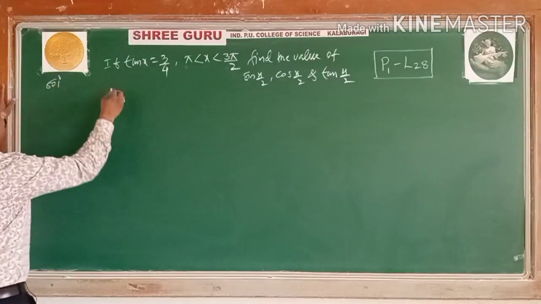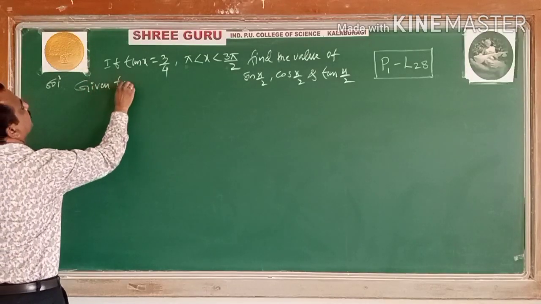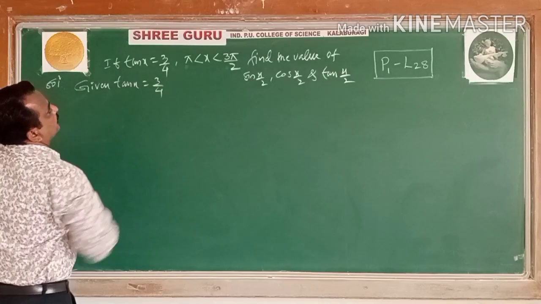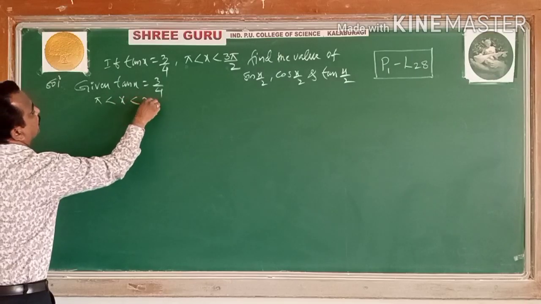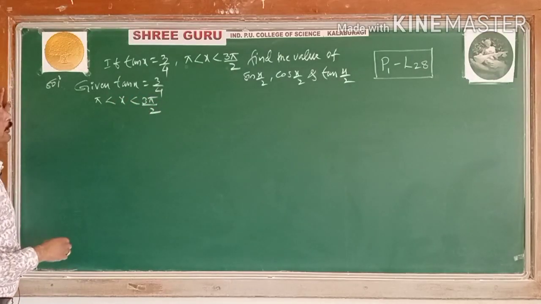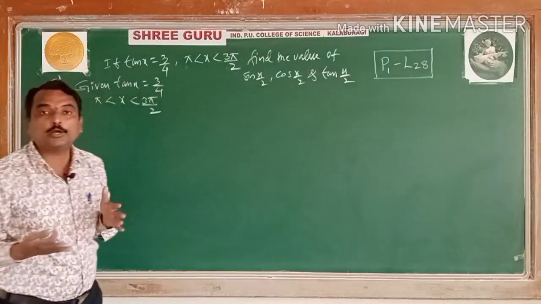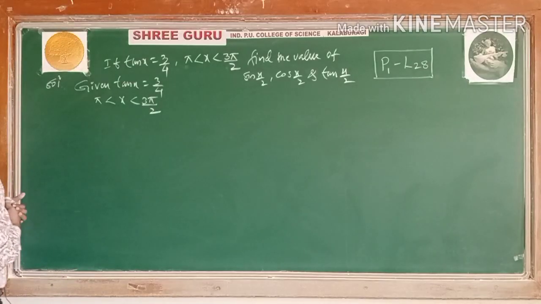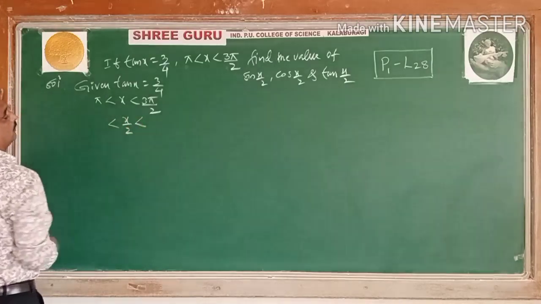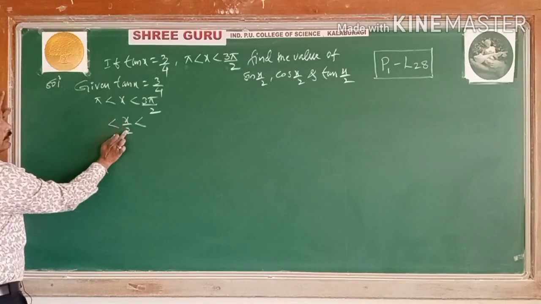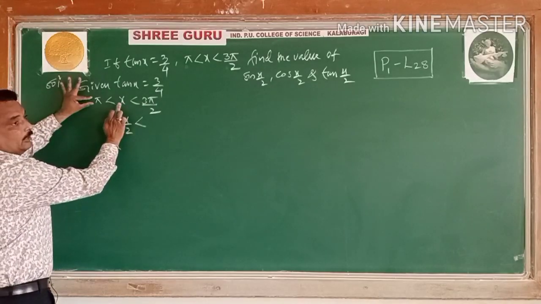Given tan x equal to 3 by 4, and x lies between pi to 3 pi by 2. Now you have to see all these three, in which quadrant they lie. You have to see their sign, positive or negative. So see x by 2, students. Here I have done x by 2, half angle. So for this inequality, I have taken half, x is there half.